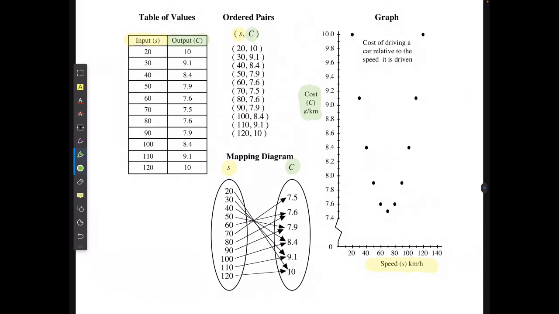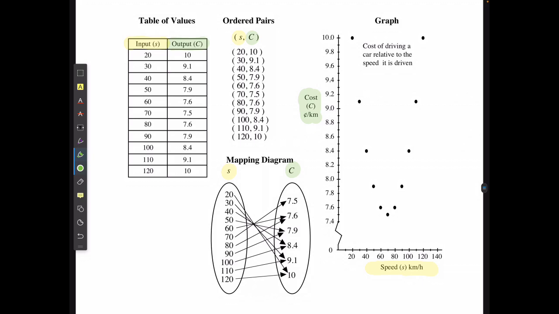Now, one thing you will see here is that the mapping diagram looks very similar to the table of values to begin with. The biggest difference with our mapping or arrow diagram is that we can see that, unlike with the table of values, all of the values for our output are done numerically or alphabetically on the right, and we don't repeat values. So we can see here that there are some repeated values. We can see that there was a 7.6 and a 7.6, that there was a 7.9 and a 7.9.